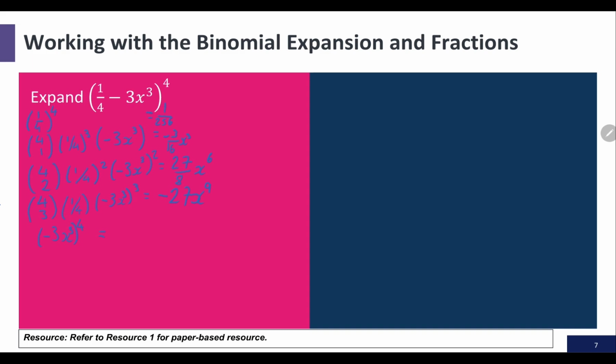And then for the last term then, what's going to go in the calculator? Well, no, it's going to be x to the power of 12, just times the powers. And minus 3 to the power of 4 is 81. So my final answer, after all that, is 1 over 256 minus 3 over 16 x cubed plus 27 over 8 x to the power of 6 minus 27 x to the power of 9 plus 81 x to the power of 12. Now there are some other patterns going on. If you want to spot those, you can do, but it's not a requirement right now.